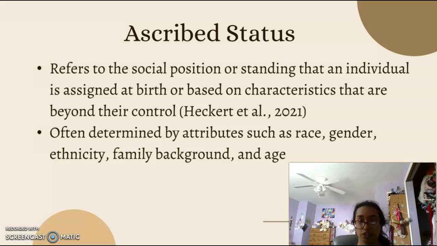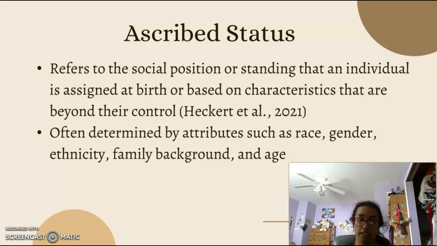Ascribed status refers to the social position or standing that an individual is assigned at birth or based on characteristics that are beyond their control. It is often determined by attributes such as race, gender, ethnicity, family background, and age. However, unlike achieved status, which is acquired through individual effort or accomplishments, ascribed status is typically fixed and difficult to change. It can significantly influence an individual's opportunities, privileges, and social interactions within a society. It can shape their access to resources, education, employment, and power.